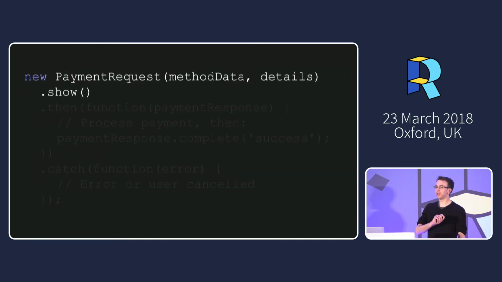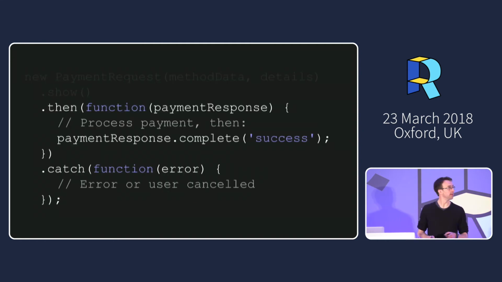Then you pass those two things, the method data and the details, into the payment request constructor, and when you're ready to show that sheet to the user, you call show. This gives you a promise from which you can obtain the response from the user when they've submitted it. And then you can process that data securely server-side and call complete on the response to close the payment sheet with a suitable success indication when it's finished.